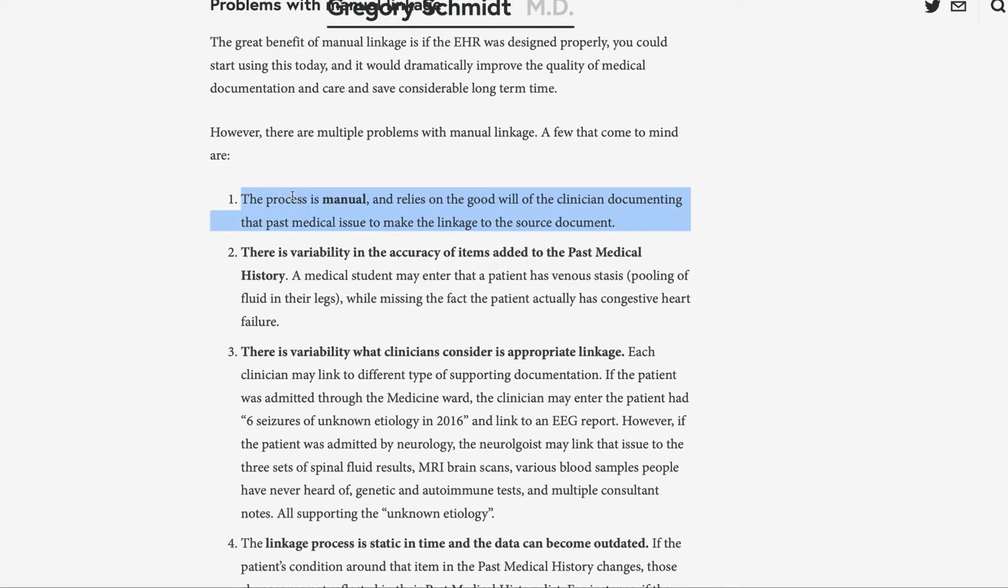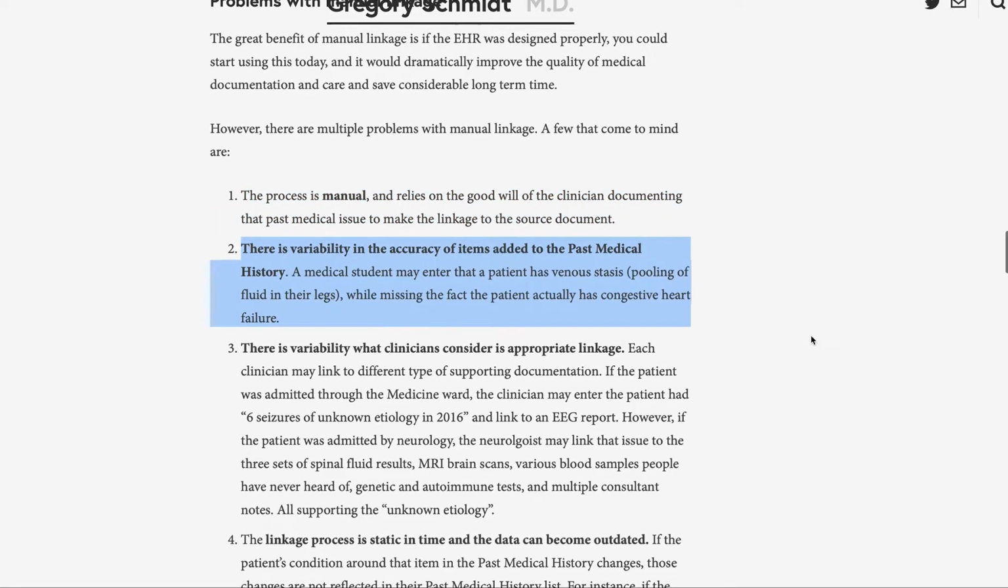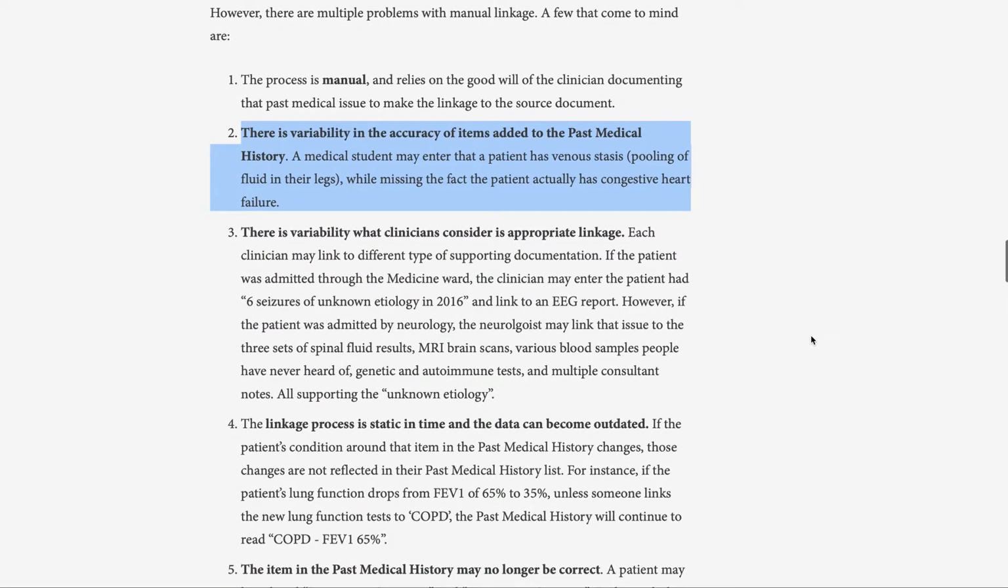The first is the process is manual, right? And so this means that we need to rely on the goodwill of the clinician who is documenting these past medical issues to actually link to source documents. Second is there's a variability in the accuracy of the items added to the past medical history. For instance, a medical student might think that a patient has venous stasis and enter that as an issue, when in fact the main issue is that they have congestive heart failure.